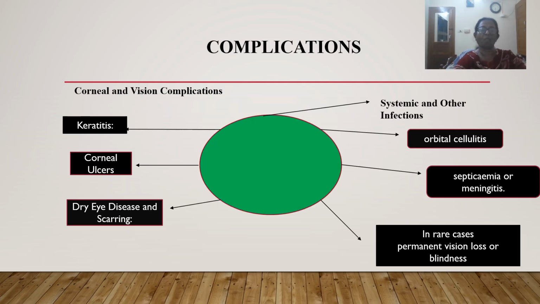Then we can see the complications, corneal and visual complications. That is keratitis, that is inflammation of the cornea, corneal ulcers, dry eye disease and scarring. Then systemic and other infections are orbital cellulitis, septicemia or meningitis. In rare cases, complications are permanent vision loss or blindness.